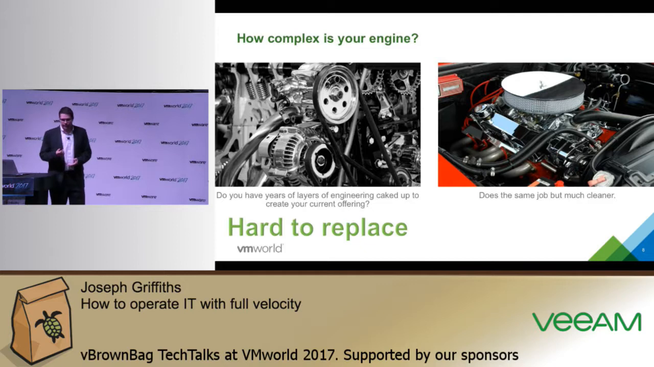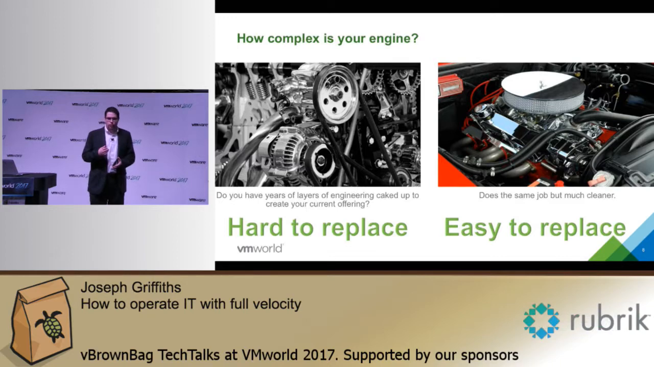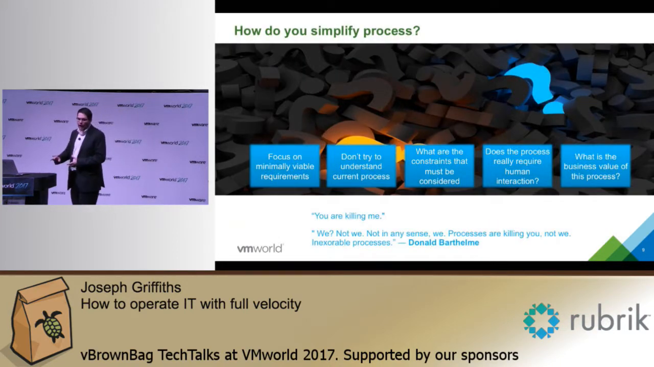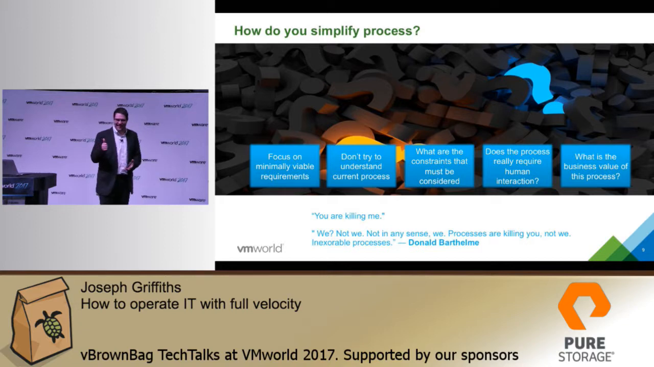So what do we see? One is hard to replace, one's easy to replace. If things become hard to replace, it's very, very hard for us to deal with those processes and get rid of them. So, how do we simplify processes? Notice the word minimally viable product again, right?